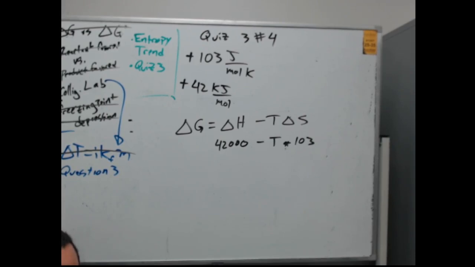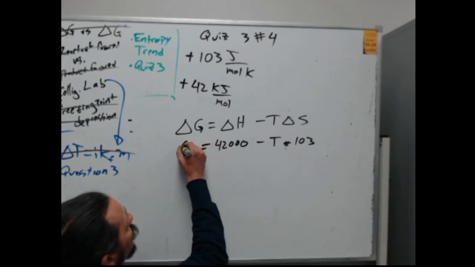Is there a second part? Oh yeah, and it's to find the temperature at which it switches? Yeah, in Kelvin. What's the temperature at which it switches? What's delta G when it switches from positive to negative? So we're going to do delta G equals 0. So delta G equals 0.